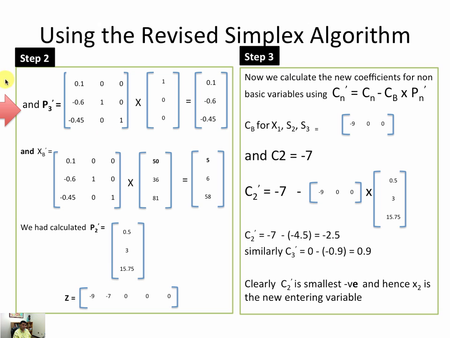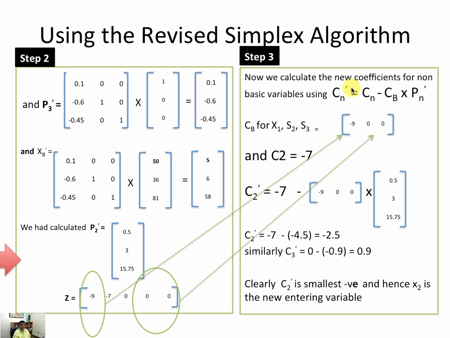We will now calculate P3 prime. P3 prime is given by B inverse multiplied by P3. We get 0.1, minus 0.6, minus 0.45, and similarly we calculate XB prime, which is B inverse multiplied by XB, the original right hand side matrix, and the answer is 5, 6, 58. So just to bring the value of P2 prime from the previous screen, I have it here.